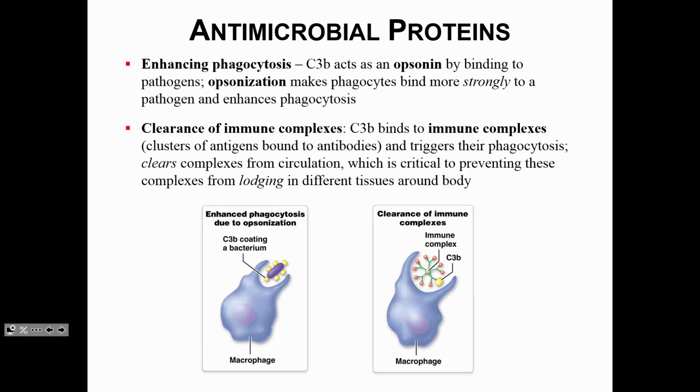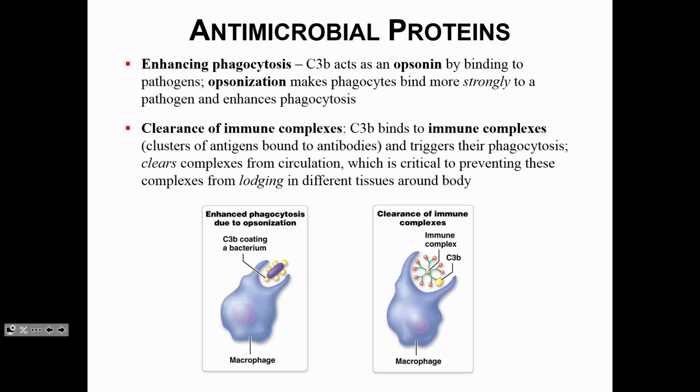Okay? All right. The fourth main effect is enhancing phagocytosis. So again, C3 is going to do this. It acts as an opsonin, which means it binds to the pathogen and it does opsonization. Now, opsonization basically is making the pathogen more appetizing for the phagocytes.